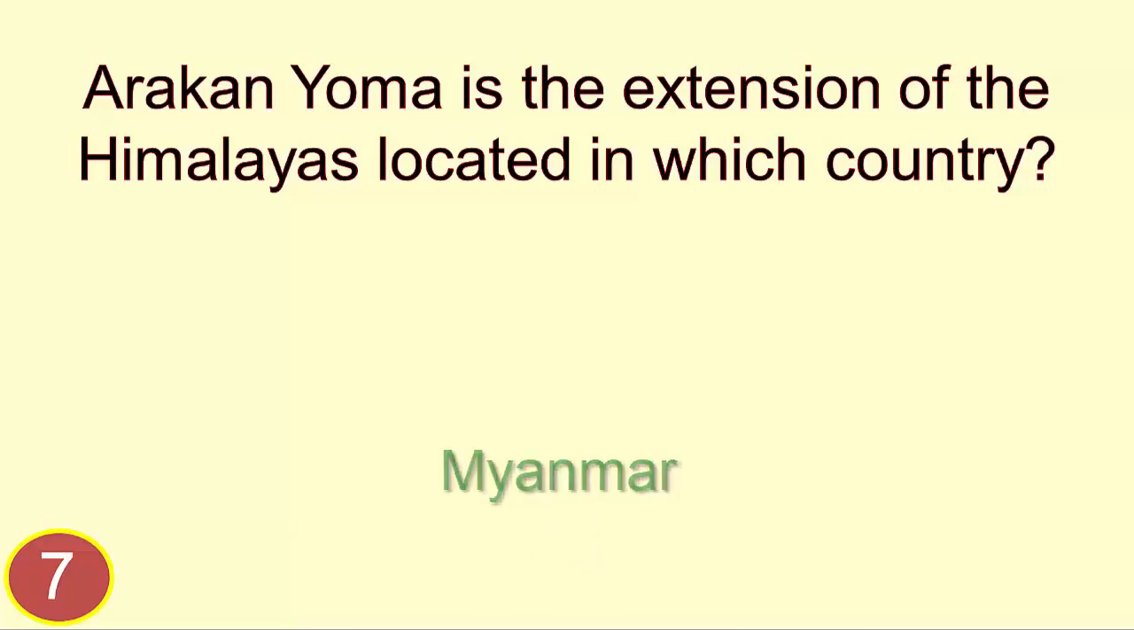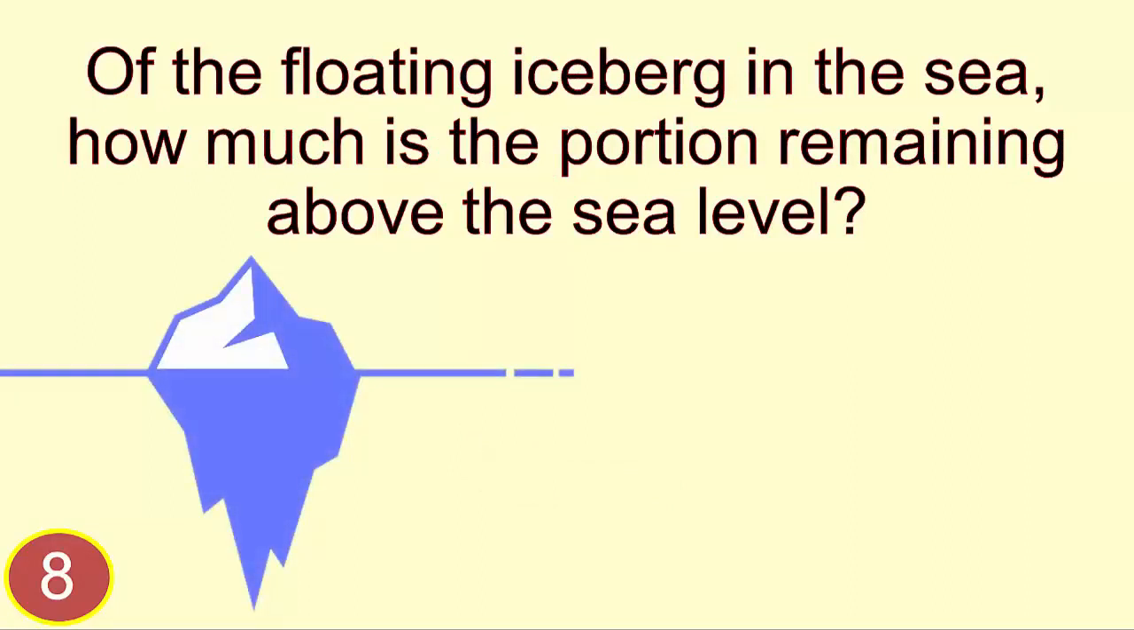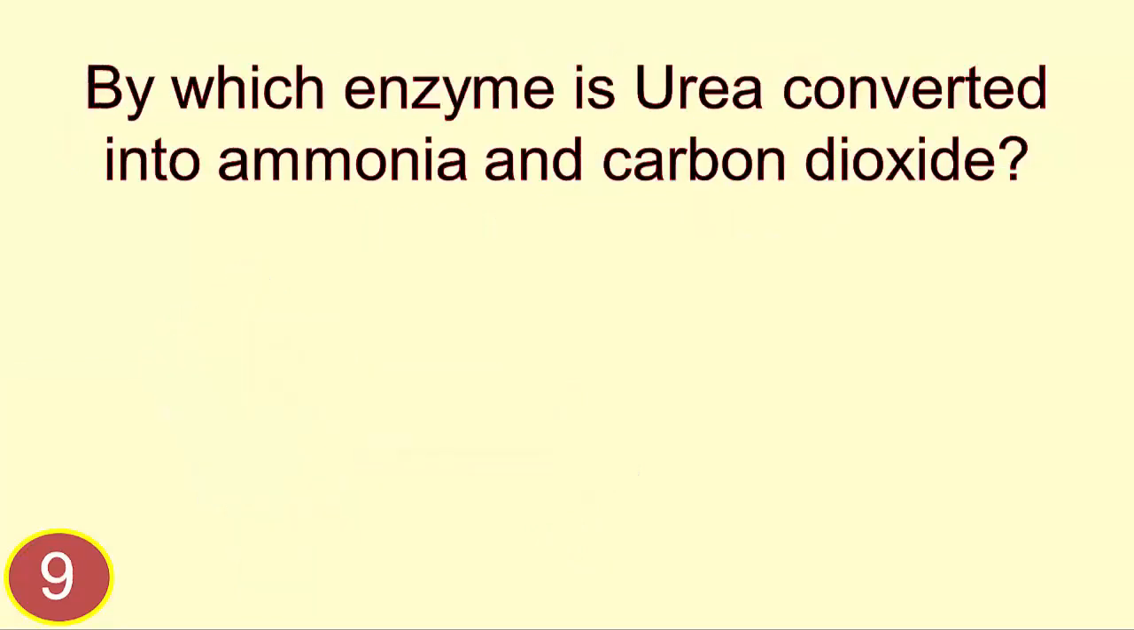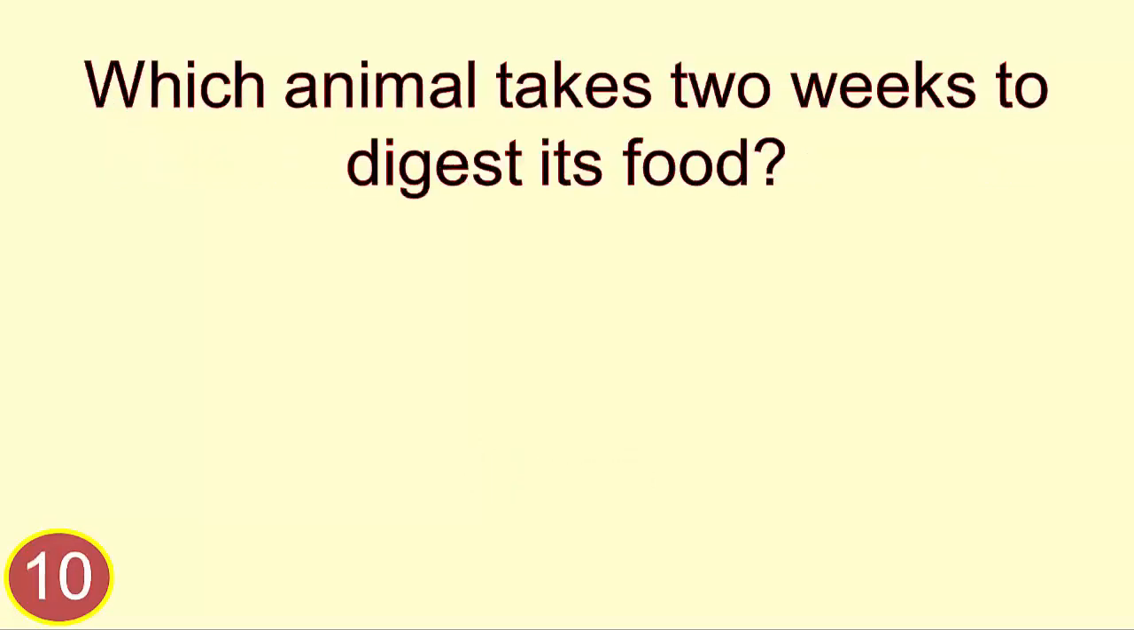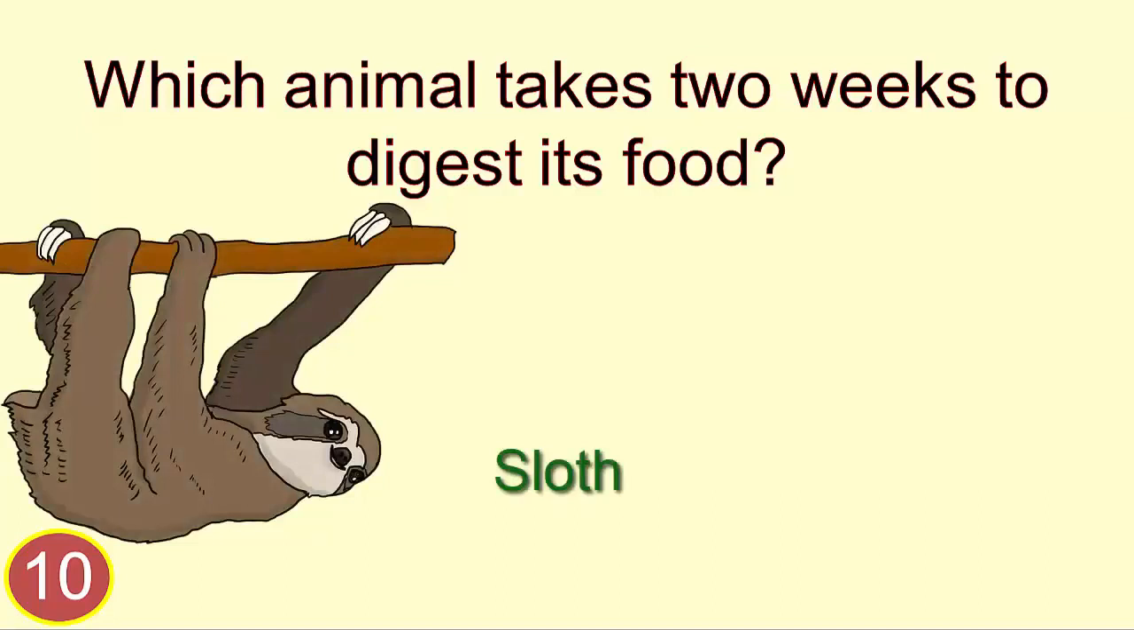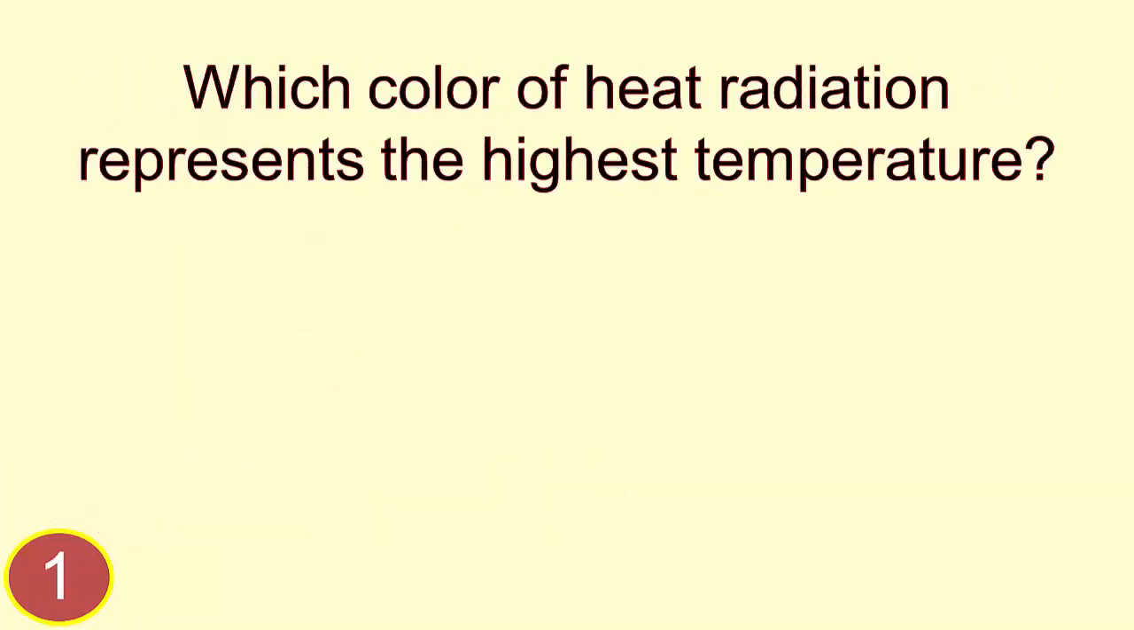Answer is Myanmar. Of a floating iceberg in the sea, how much of its portion remains above sea level? Answer is 1/10. By which enzyme is urea converted into ammonia and carbon dioxide? Answer is urease. Which animal takes 2 weeks to digest its food? Of course, the answer is sloth. In fact, they only defecate once every 8 days. Which color of heat radiation represents the highest temperature?